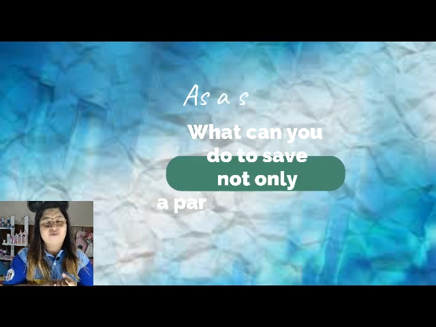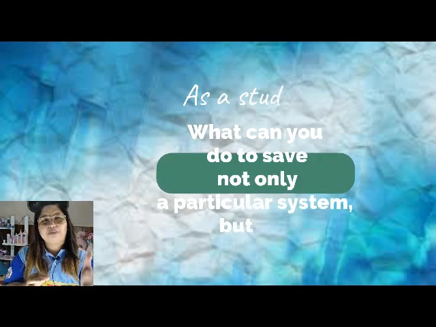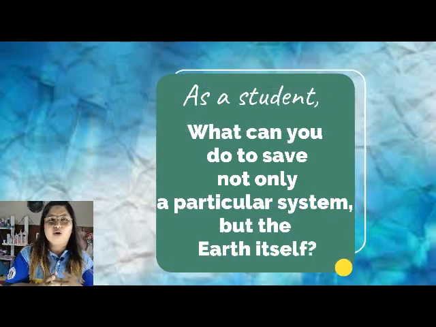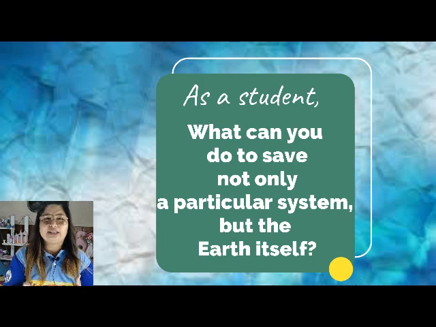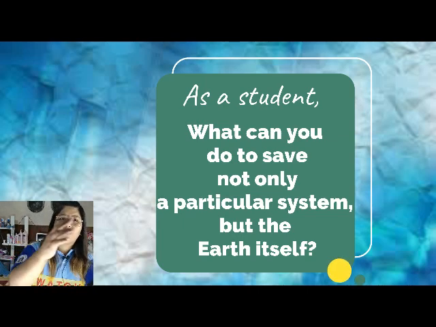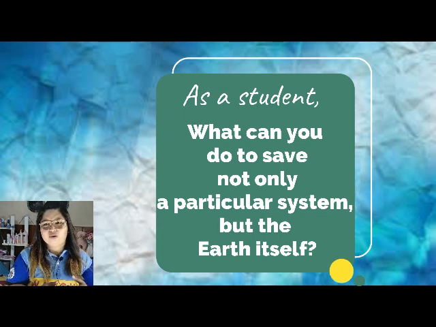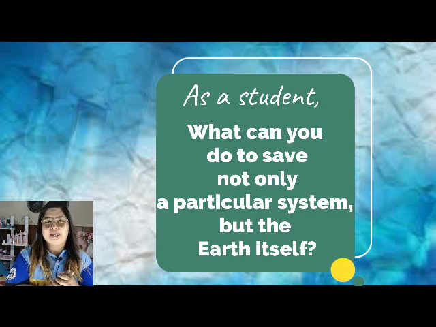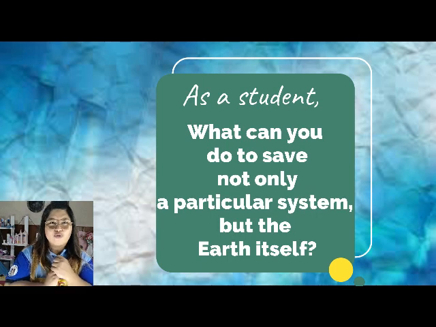Okay? As a student, kayo, what can you do to save only a particular system? But the Earth itself. So, hindi lang yung atmosphere, hindi lang yung hydro, hindi lang yung bio, hindi lang yung geo. So, sabi ko, konektado sila sa isa't isa. So, if you save one sphere, you already saved the other 3 spheres. So, for you, can you please write on the table what can you do for each of the 4 spheres para makatulong sa pag-save ng Earth natin as a whole?